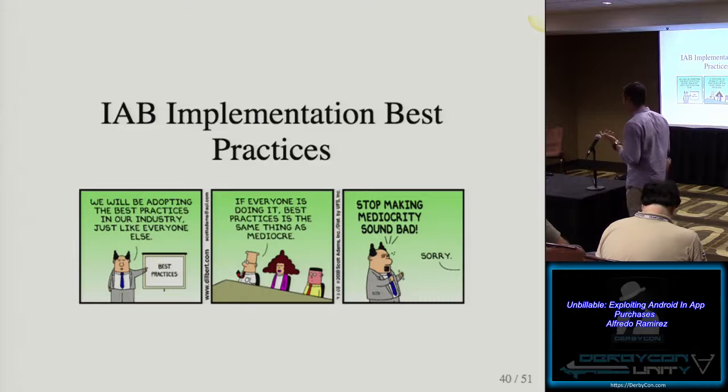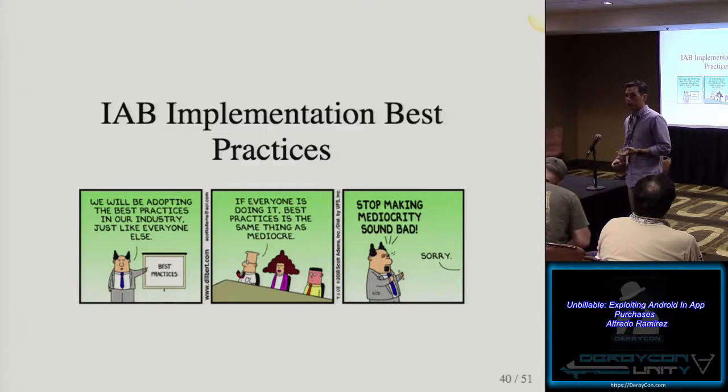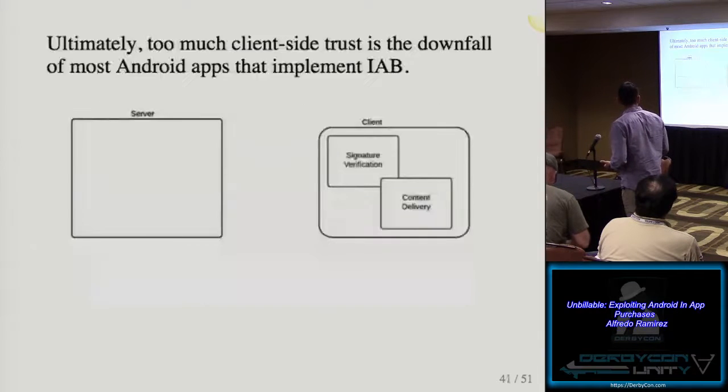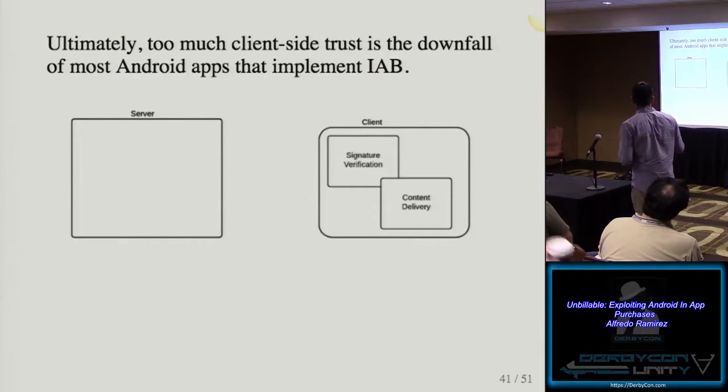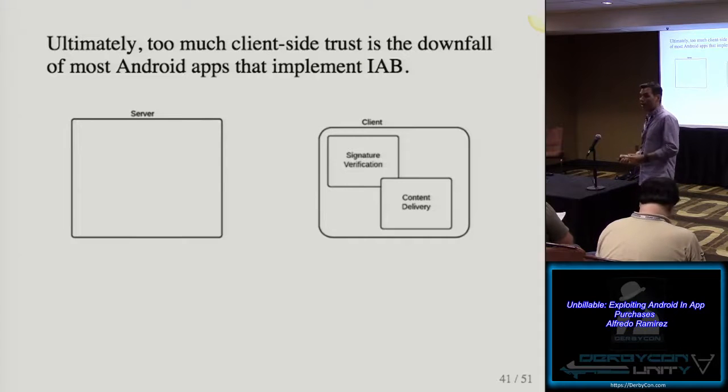And so there are some best practices that Google suggests and that we'll suggest that people should be following. And these are the kinds of things that you can suggest if you're pen testing an app that uses IAB Billing and isn't doing it properly. So kind of going back to your question, ultimately, the real big issue is client-side trust. We're doing everything on the client. We're verifying content, all of the signatures, all of the content is on the client itself, typically.